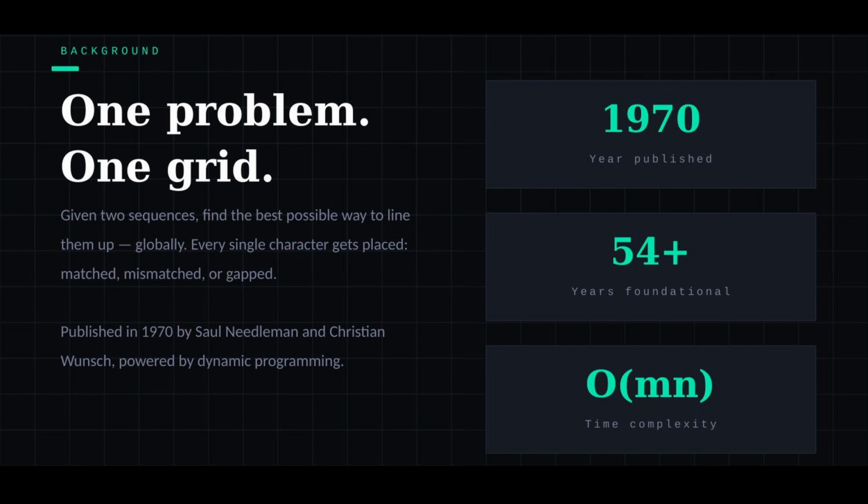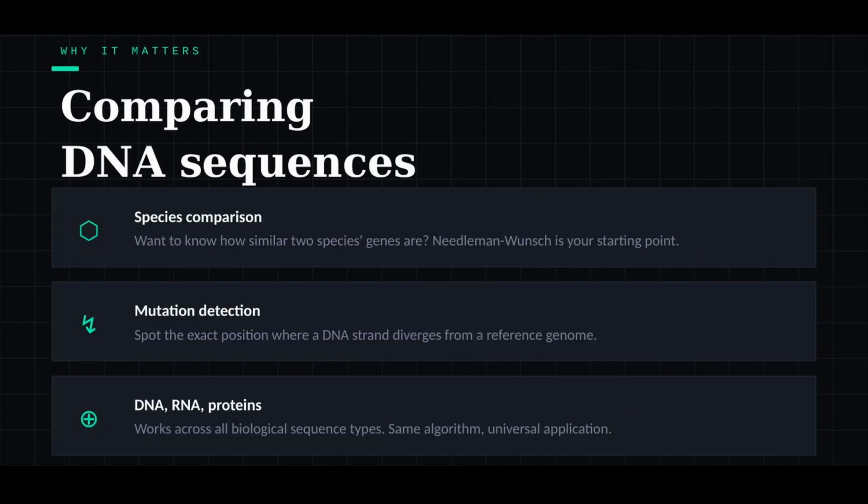Needleman-Wunsch solves one problem. Given two sequences, find the best possible way to line them up. Not just partially, globally. Every single character from start to finish gets placed. Matched, mismatched, or gapped. In biology, this is how scientists compare DNA, RNA, and protein sequences.